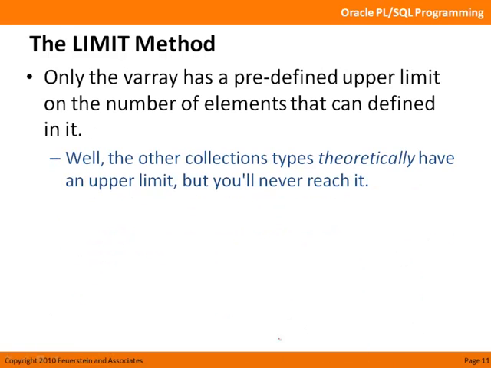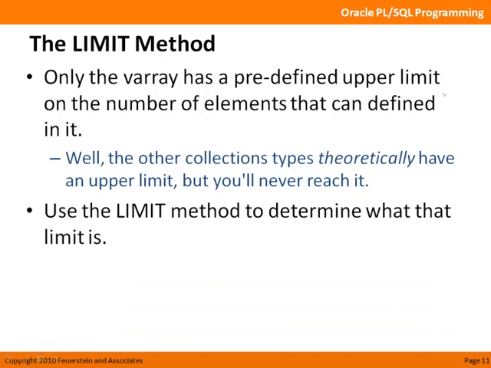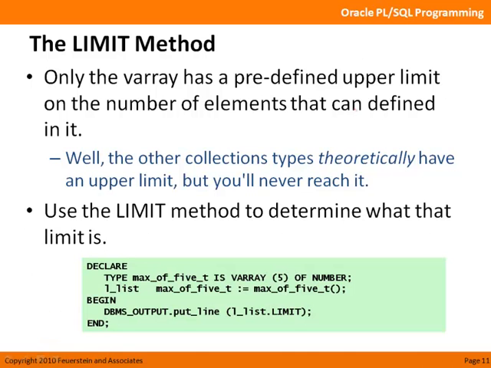The final collection method that gives you information about a collection is the limit method. The V-array is a special type of collection in which it has a predefined or upper limit. So you can say when you declare the collection, this collection can have no more than 5 elements. And here's an example. So this V-array, or a variable based on this V-array type, can have no more than 5 elements defined in it. And if I want to find out what that limit is, I can call the limit method.